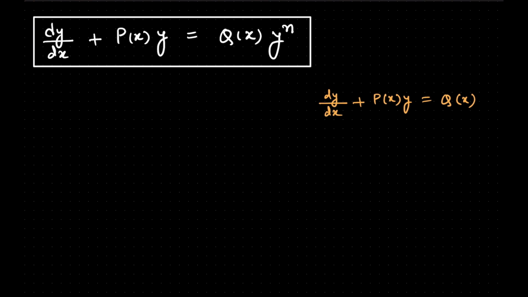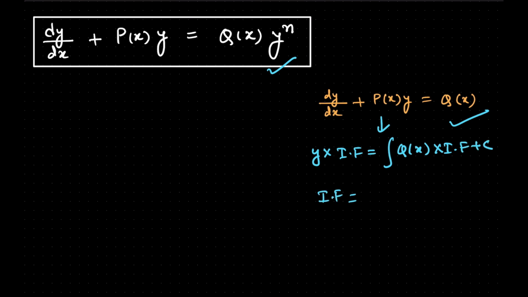Now we will understand how to convert this Bernoulli's equation into our linear differential equation, that is, the Leibniz form, for which we already have a ready-made formula for the answer: y into integrating factor is equal to the integral of q(x) into integrating factor plus c, where the integrating factor is equal to e to the power of integral of p(x) dx. Now our basic aim is to get rid of this y term in the q(x) term, because we want to keep our q(x) term independent here.